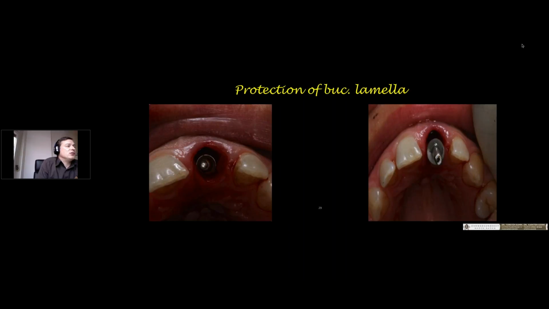I show this slide to show you how deep to put an implant, what the angle is, and what the right position of the implant is. On the left slide, you see we have a big gap between the implant and the buccal bone. It's very important. Never touch the buccal bone. This is one of the keynotes you have to take away after this lecture. Never touch the buccal bone.